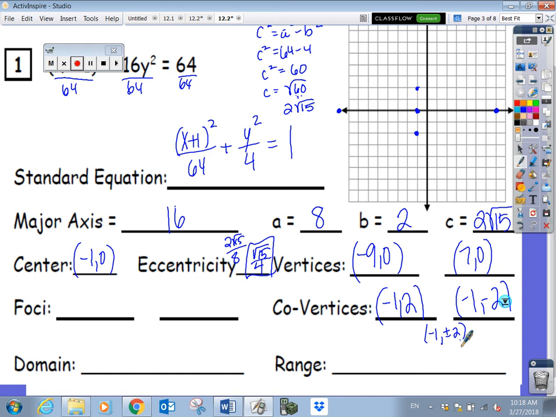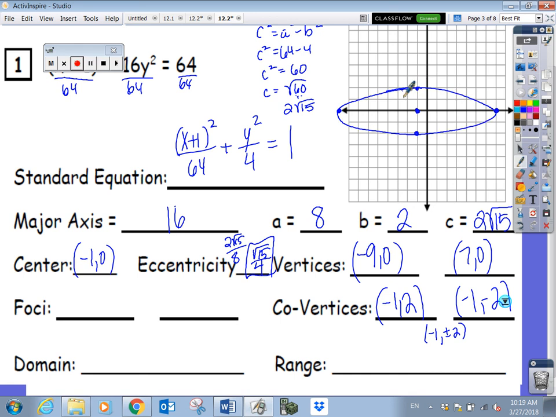I do not care. What I do care about is this. You can't write the vertices as negative 1 plus or minus 8 because you know what negative 1 plus 8 is and you know what negative 1 minus 8 is. You must actually find them. Okay? You can't have two integers with a plus or minus sign in between. You have to actually find those numbers. If it's not an integer, then you can leave it plus or minus.